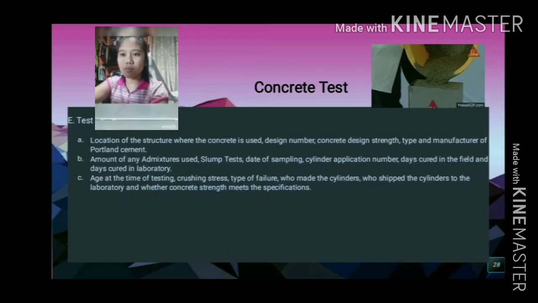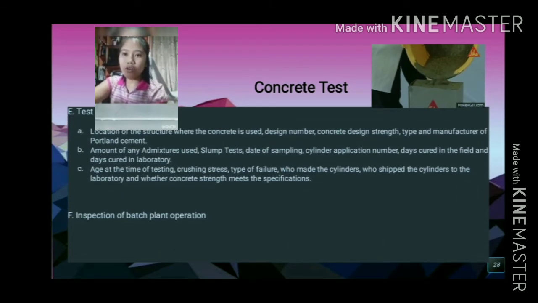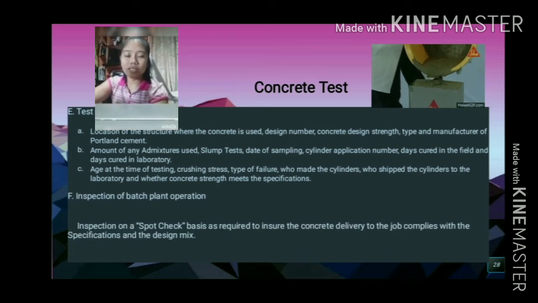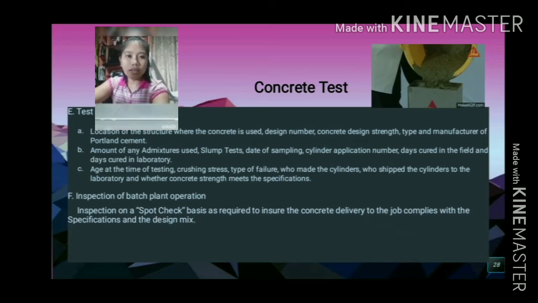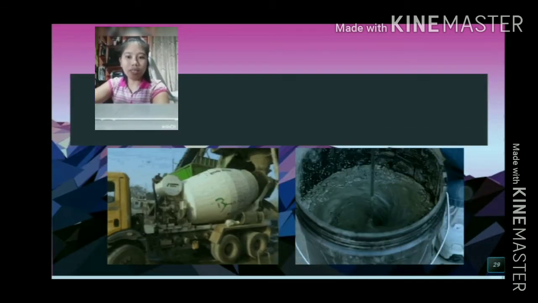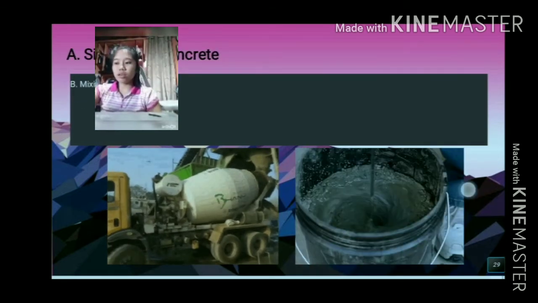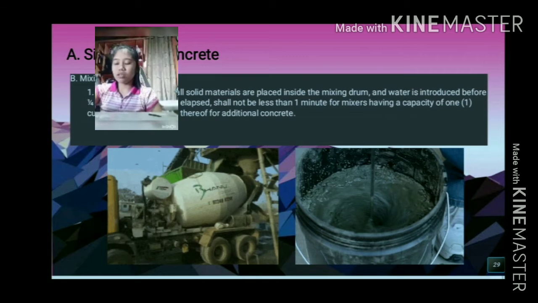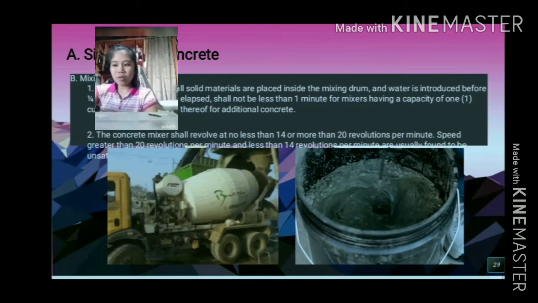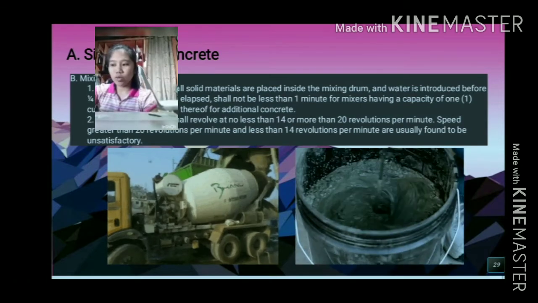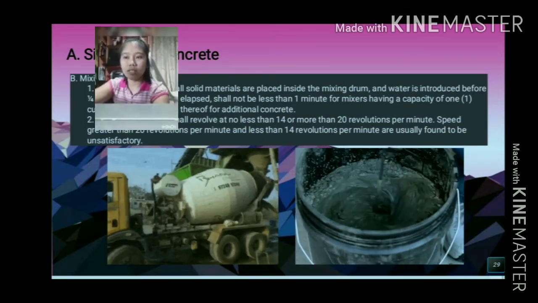Compression tests: make 3 standard 15 cm by 30 cm cylinders and test in accordance with ASTM C31 and C39. For the slump test, for each representative quantity of concrete mentioned above, 2 slump tests shall be made in accordance with ASTM C143, 6 days.